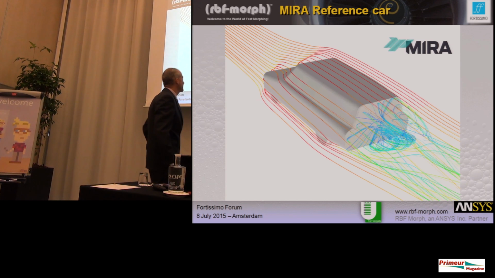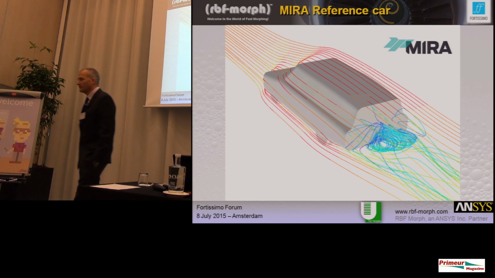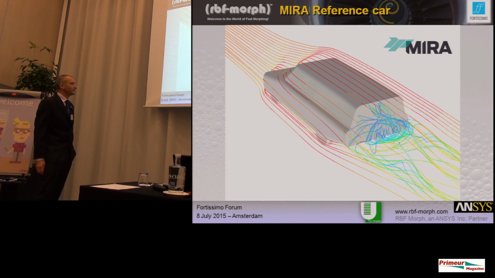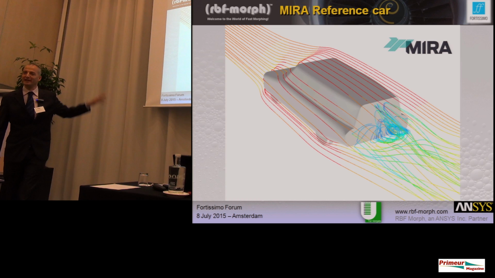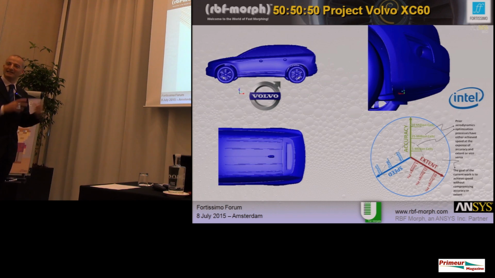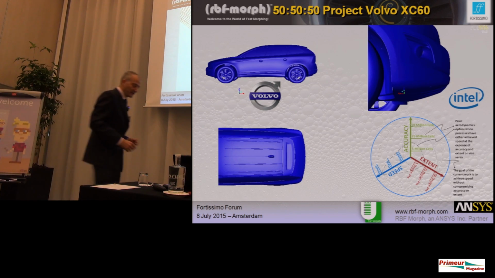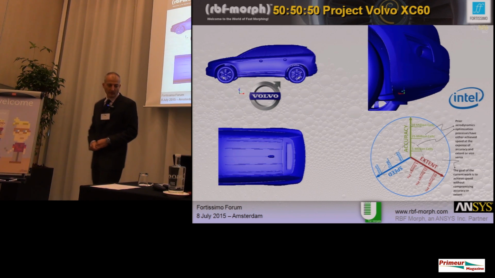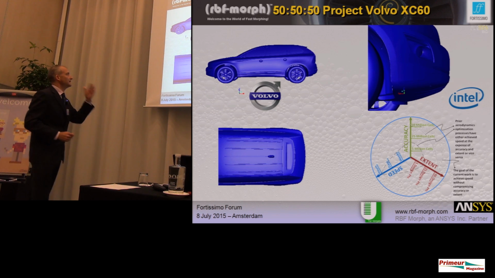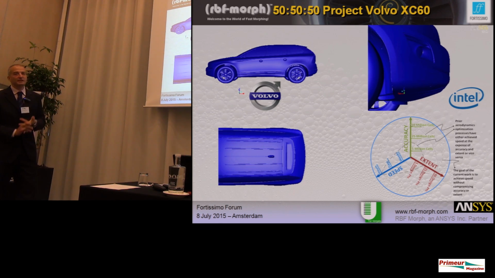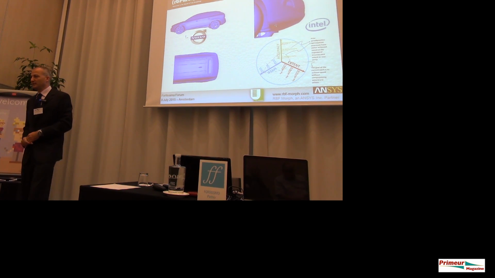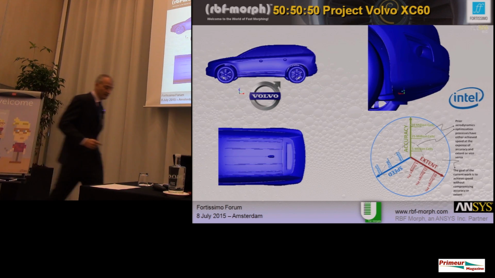And here I have a couple of automotive examples. This one is with Myra. This is an experimental shape, this Ghostbusters-shaped car. It's very simple, but it is a concept for study. And with this expertise and knowledge, we conducted the optimization of the Volvo XC60. This is the example of the 50-50. We reduced the drag by 5% in this application.